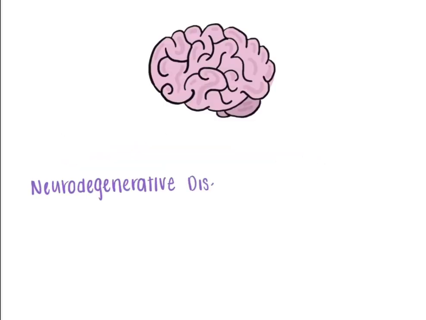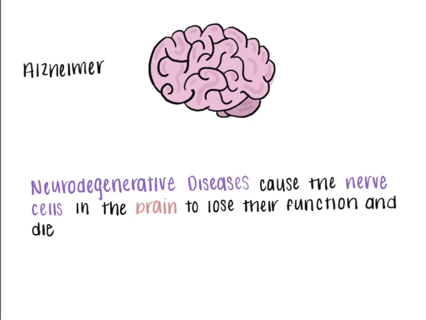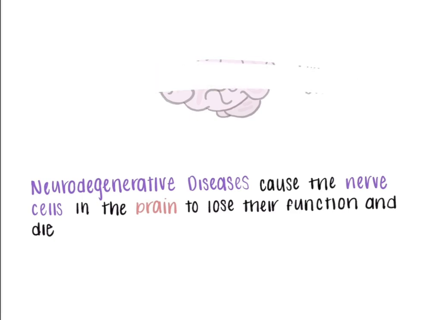This is a rare neurodegenerative disease that causes nerve cells in the brain to die and lose their function. Other neurodegenerative diseases you have probably heard of are Alzheimer's and Parkinson's. So what is Huntington's disease? To be able to understand, we must first take a look at some basics of genetics. This will allow you to understand what causes this hereditary disease.